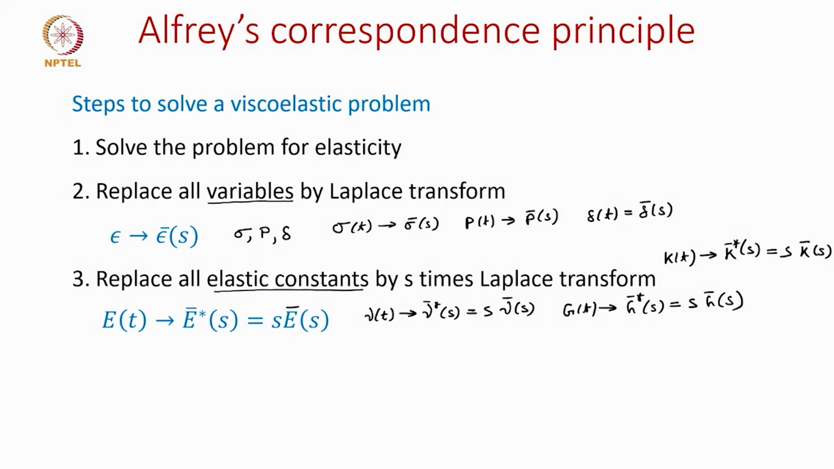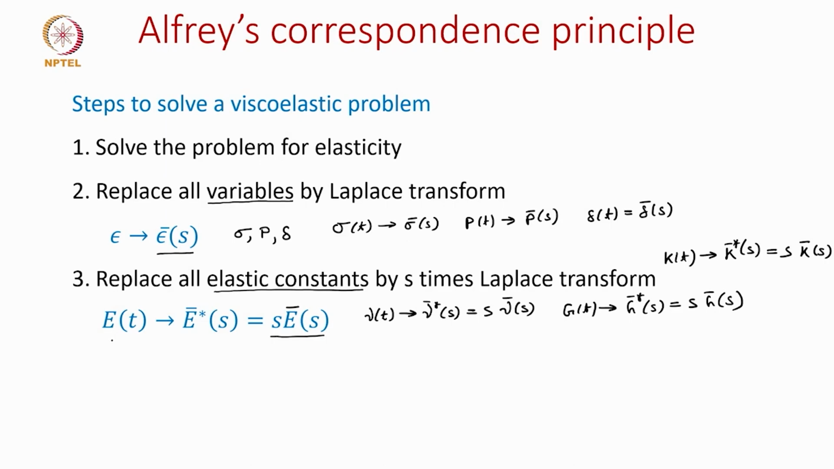Okay. So, what we have seen is, first step, find the solution in elasticity. Second, once we have the final equation, in that equation we will find all the variables and replace them with the corresponding Laplace transform values. And then in the third step we will identify all the elastic constants in the final equation and replace each with s times the Laplace transform of that elastic constant or material property.